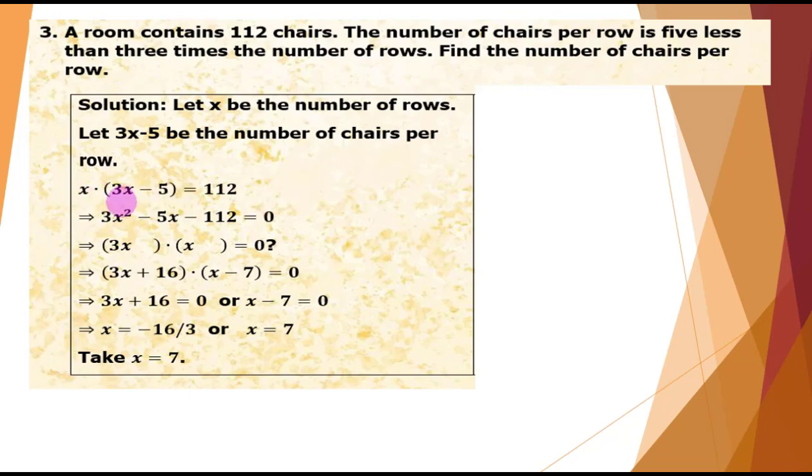Then, distributing x to quantity 3x minus 5, we have 3x squared minus 5x. Then, transpose this to the other side, that becomes minus 112 equals 0. Here, we are not sure. We can factor this by trial and error. Of course, we can set up two open parentheses, closed, and another factor, open parentheses, and then closed parentheses. Then we consider 3x squared. What are the factors of 3x squared? Since 3 is a prime number, we can say 3x and 1x, or simply x.